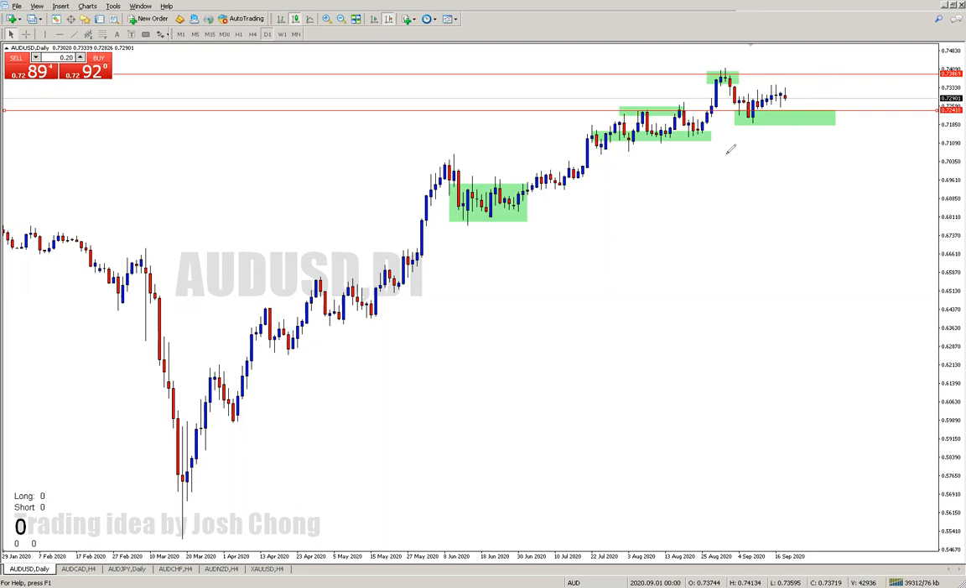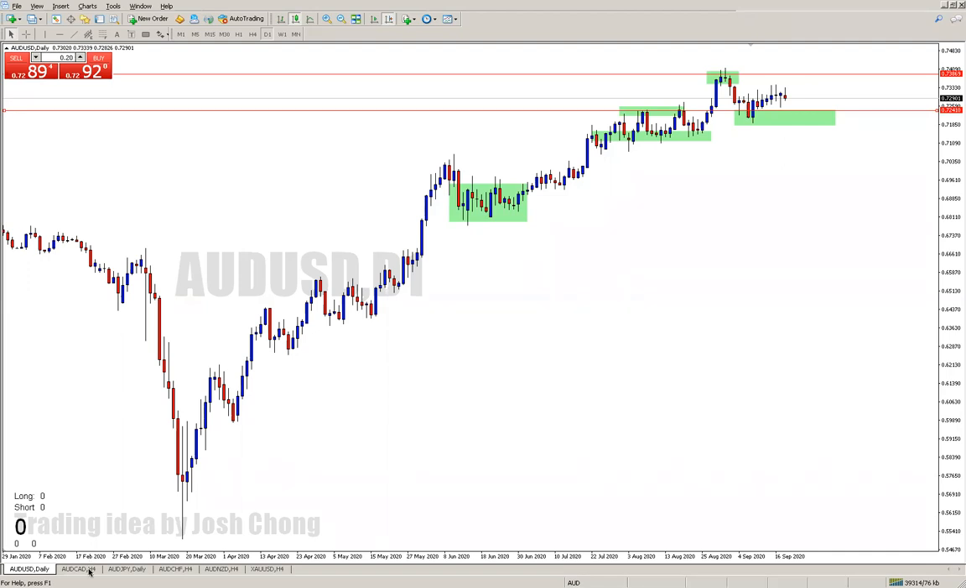Aussie dollar is currently stuck in the middle, so I'm not going to do anything. I will just wait until the market reaches this level, and then I'll notify my members. When the market reaches here, I will look into how it forms and how it works, then I'll update in the group.